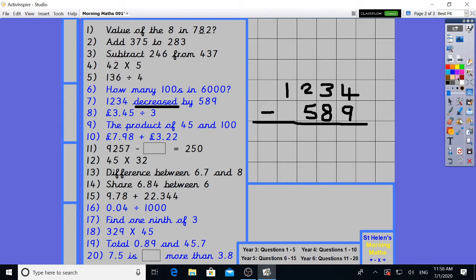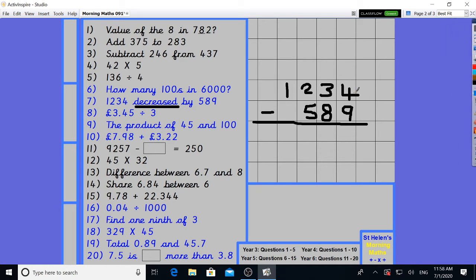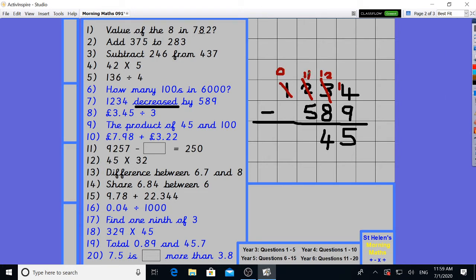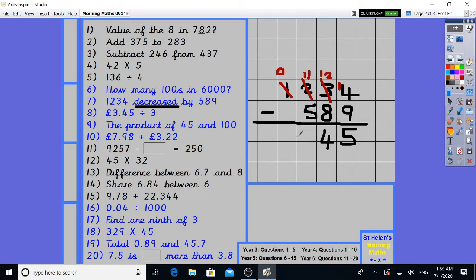And we'll do a takeaway, which will need lots of help in this one, because 4 take away 9 we can't do. 3 goes down to a 2. Borrow a 1. 14 take away 9, that is 5. 2 take away 8 we can't do. 2 goes down to a 1, get a 1. 12 take away 8, that is 4. 1 take away 5, again we can't do. This goes down to a 0. 1 here. 11 take away 5 is 6.